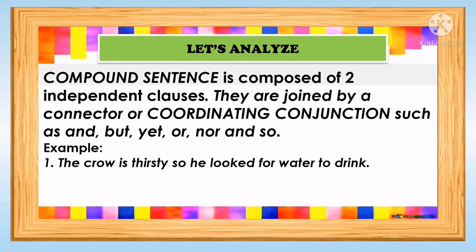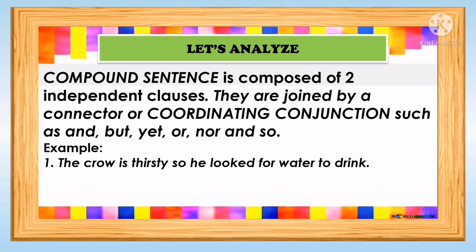Now, to broaden more our discussion about compound sentence, I have here the meaning. Compound sentence is composed of two independent clauses. They are joined by a connector or coordinating conjunction, such as and, but, yet, or, nor, and so.